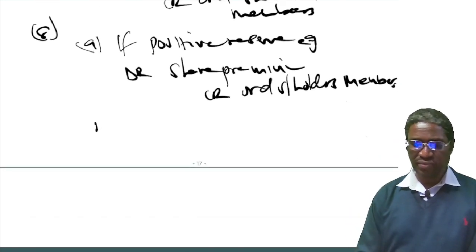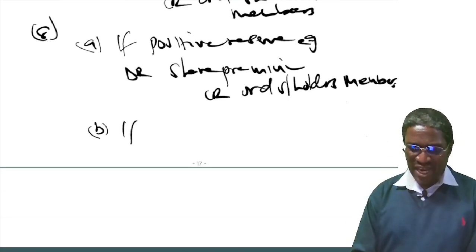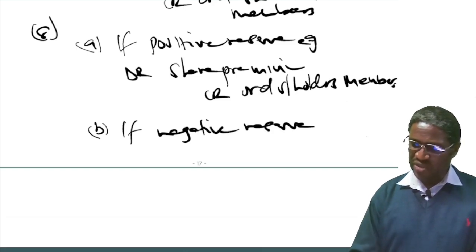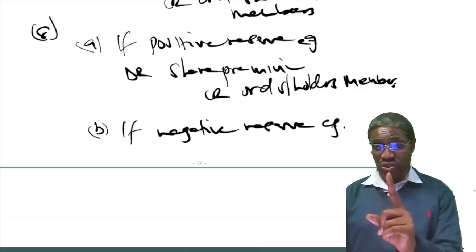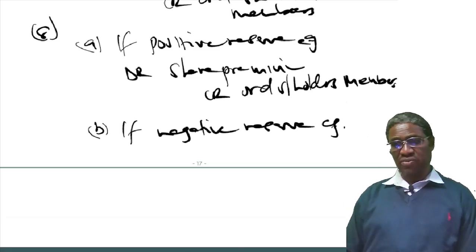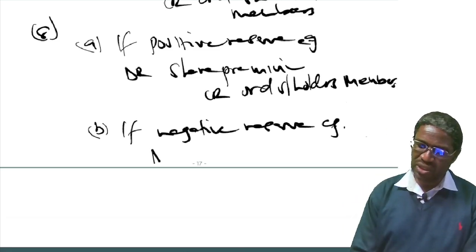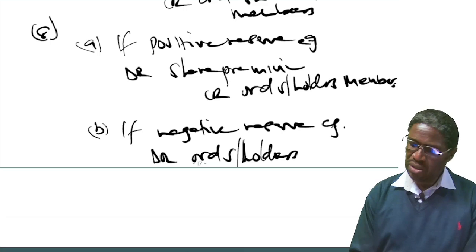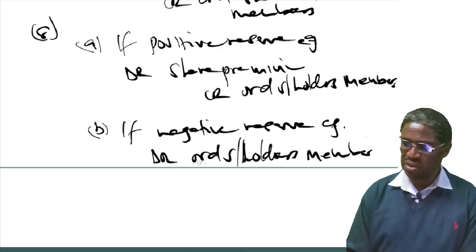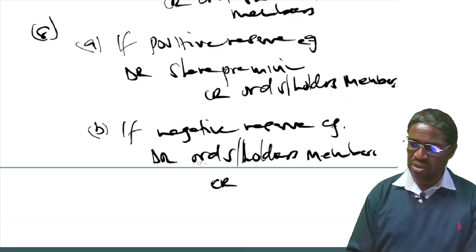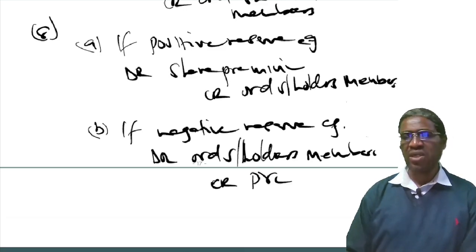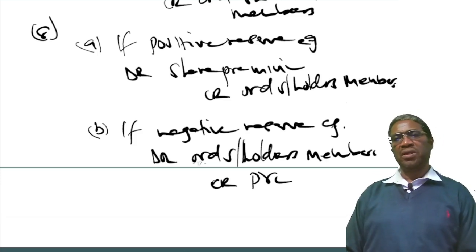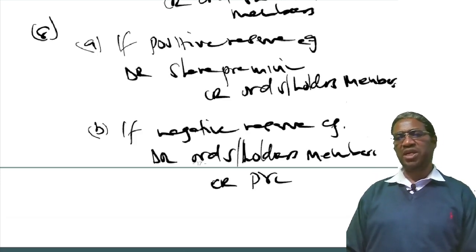Number B, if negative reserve, e.g. retained losses: debit ordinary shareholders members, credit P&L.